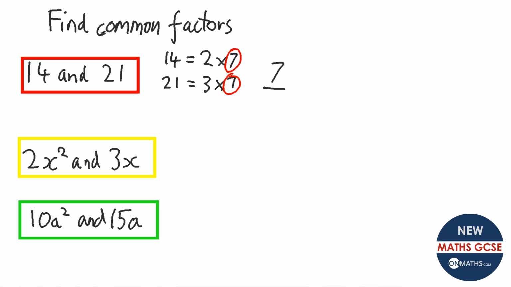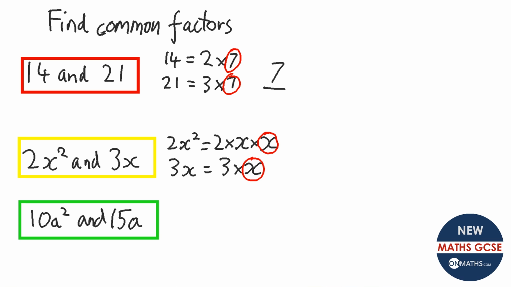Now, we've got 2x squared, and that is 2 times x times x, and we've got 3x. Now 3x is just 3 times x. Okay, so let's have a look and see what we've got. Well, the 2 and the 3, they're not the same, but we do have an x here. So the common factor is that x.